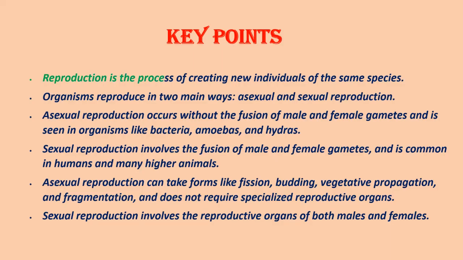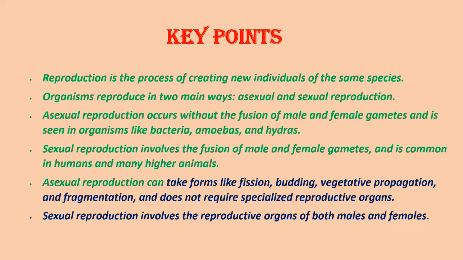Let us see the key points on reproduction in organisms. Reproduction is the process of creating new individuals of the same species. Organisms reproduce in two main ways: asexual and sexual reproduction. Asexual reproduction occurs without the fusion of male and female gametes and is seen in organisms like bacteria, amoebas, and hydras. Sexual reproduction involves the fusion of male and female gametes and is common in humans and many higher animals.